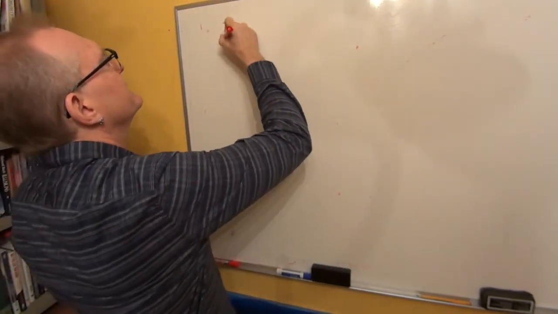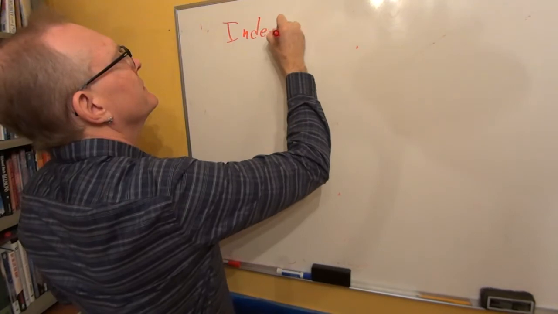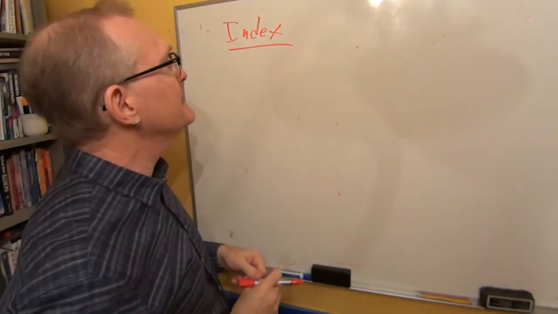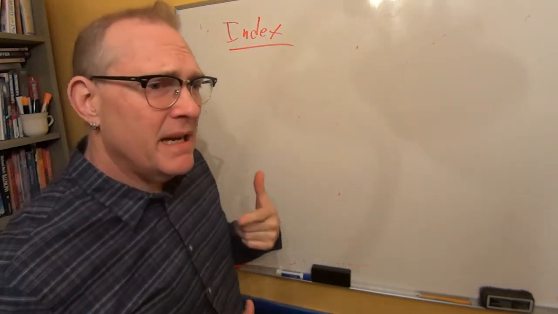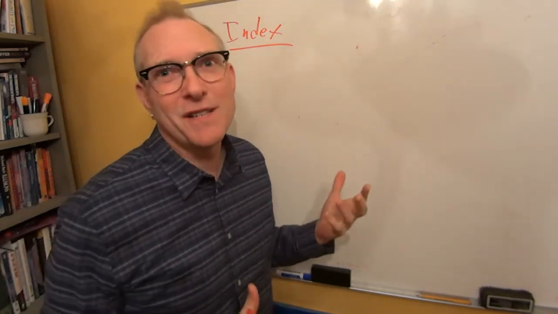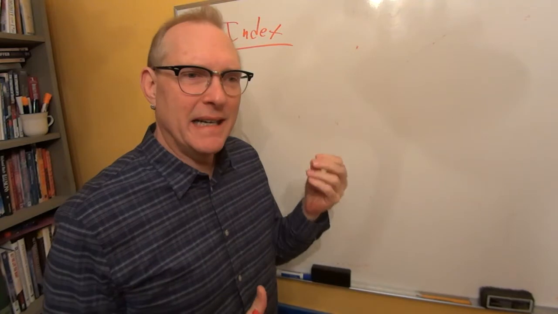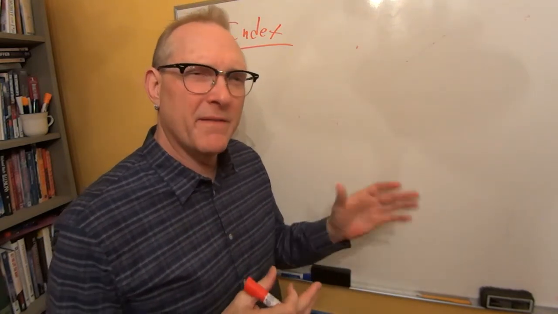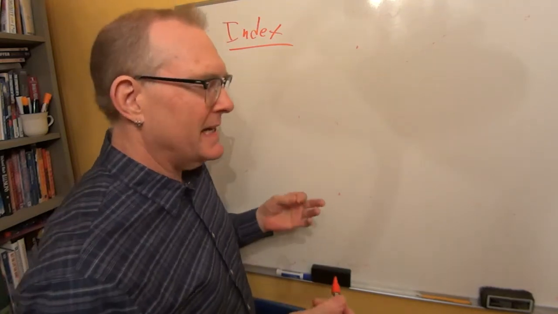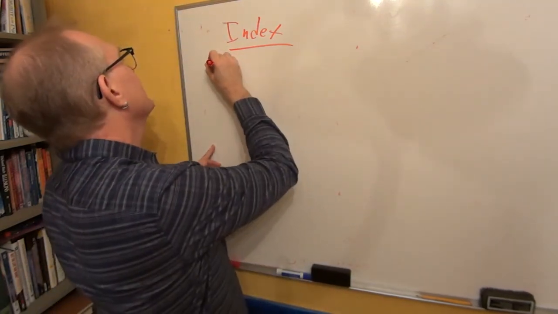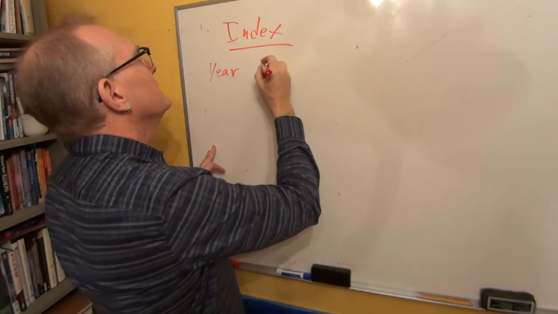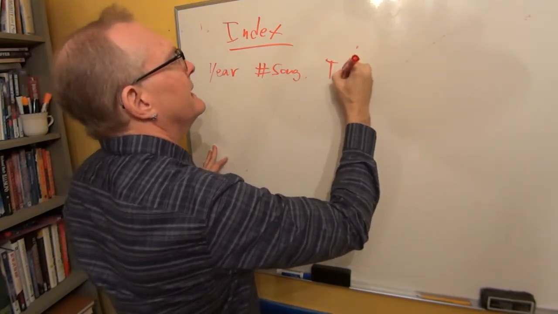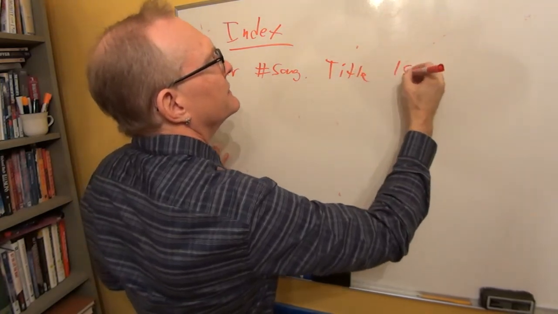I have an index, and I updated my index yesterday for the first time in like 3 years. So there's a bunch of new songs on the index. The index enables me to find the songs again because there's so many of them that I forget which ones are what. I kind of remember when they were written vaguely. But the index is organized by year and by the song number, and then title and then first line.